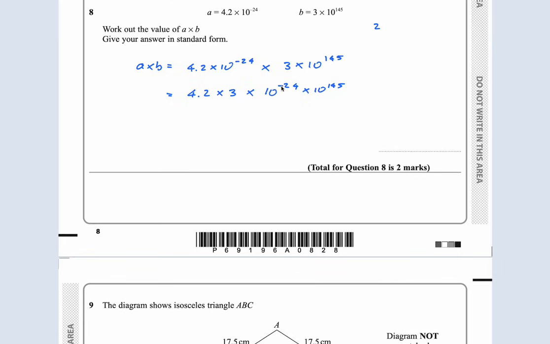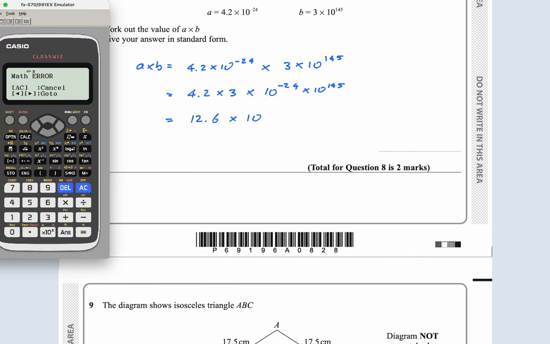And the reason I've done that is because now I'll just do the 4.2 times 3 is 12.6. You can do that on your calculator if you want. And then the tens, this is like a rules of indices question. I add the powers. So I do minus 24 plus 145.